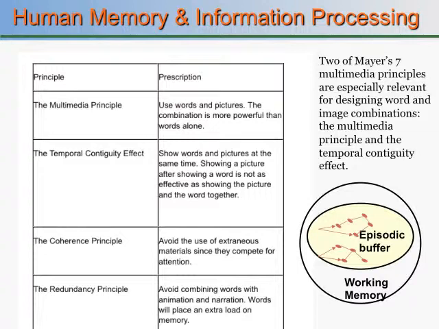Two of Mayer's 7 multimedia principles are especially relevant for designing word and image combinations. One is the multimedia principle: using words and pictures, the combination is more powerful than words alone or pictures alone. And second, the temporal contiguity effect, where you show words and pictures at the same time. Showing a picture after showing a word is not as effective as showing the picture and the word together.